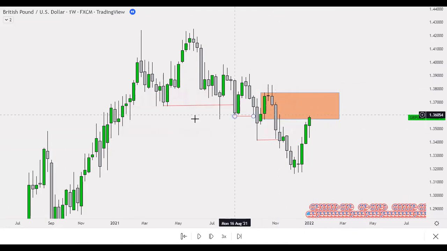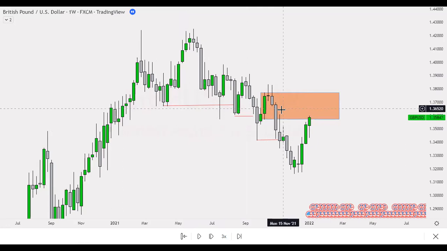What is happening here? But for the 1 week, there's a change of character, right? This is the 1 week time frame, and we can clearly see a change of character occurred here. This is where we saw the change of character.